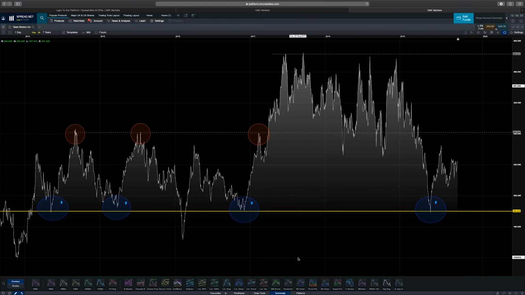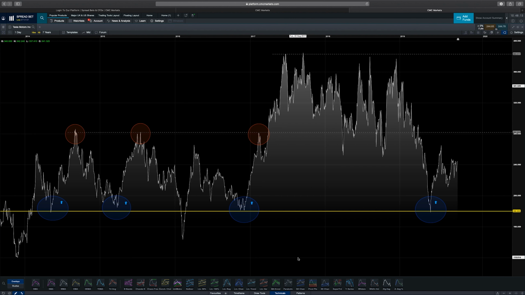So let's have a look at the screen and we can have a look at a couple of examples of how you can draw in your own support and resistance levels. So if we're looking at the market here on Tesla, you can see that the yellow line at the bottom of the screen is our support line. This is an area of support where the price moves down, the buyers come back into the market.